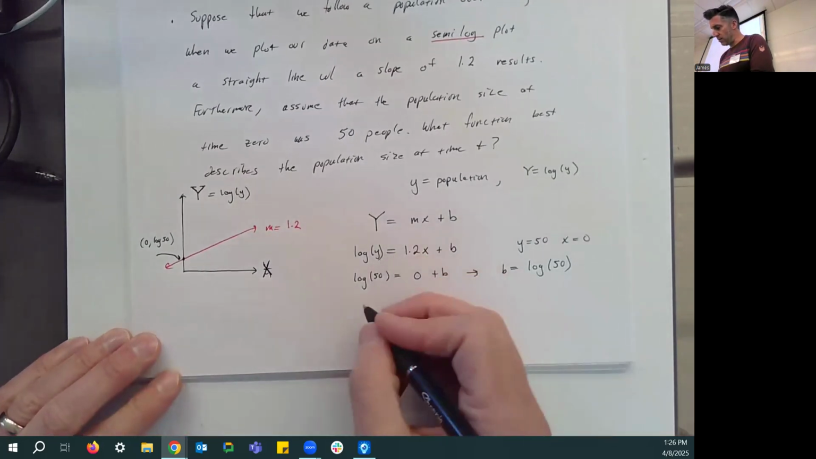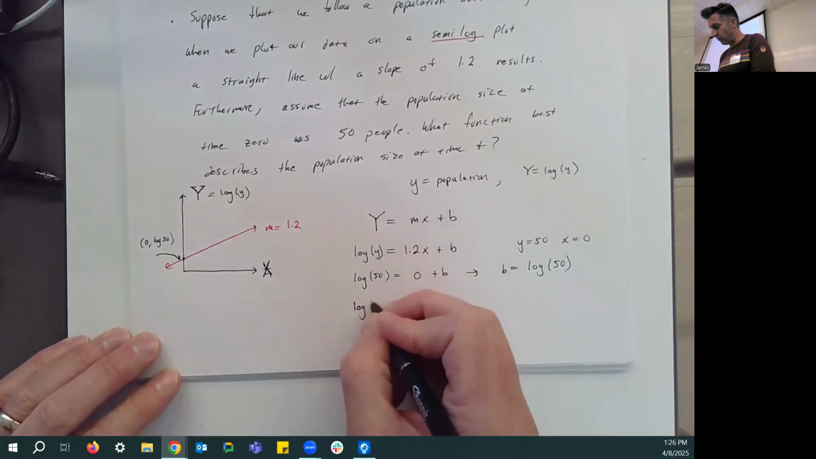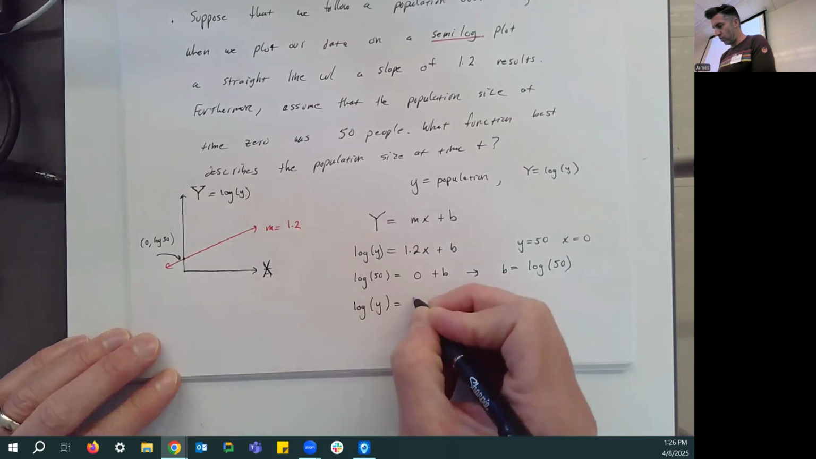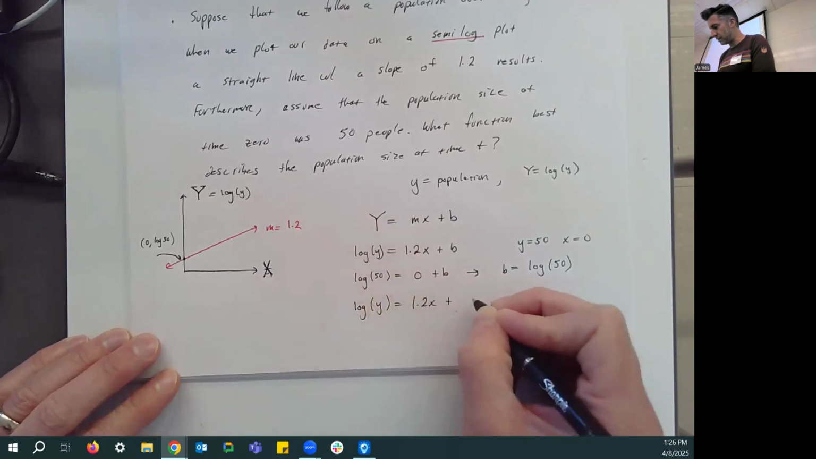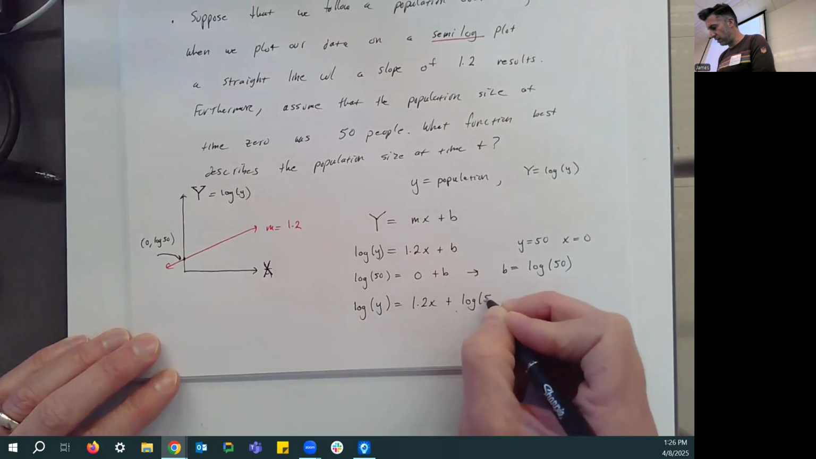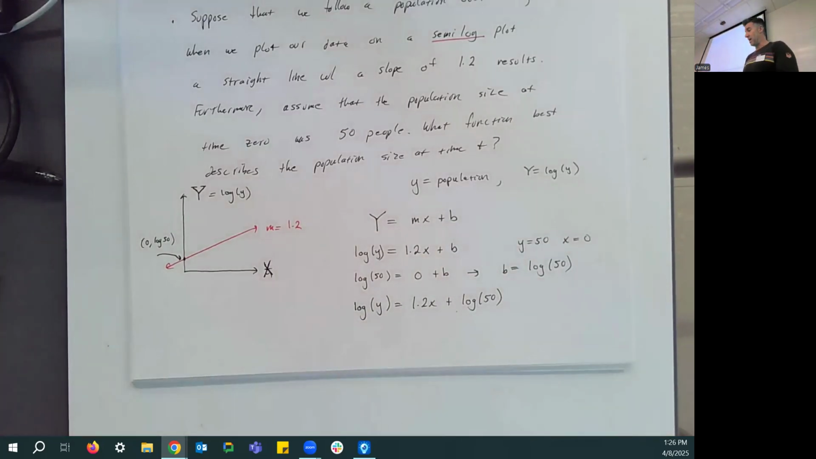So then we can say we've got log of y equal to 1.2 times x plus log of 50. And now our job is to figure out what y is. So we're going to undo the logarithm. Whenever you're trying to undo a logarithm, you're trying to essentially raise both sides to a power that is the base. Like when we had that natural log of something we were trying to undo, we raised both sides as powers of e. Here we're going to write both sides as powers of the common base, which is 10.